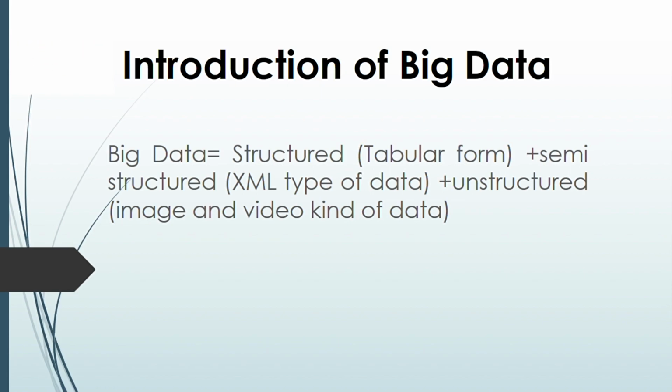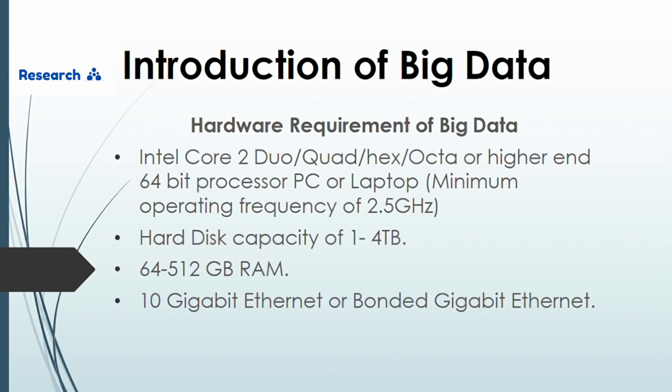Or we can say, big data is an evolving term that describes a voluminous amount of structured, semi-structured and unstructured data that has the potential to be mined for information. So this is the perfect flow of structured data plus semi-structured data plus unstructured data. Next is a very important aspect, the hardware requirement of big data.